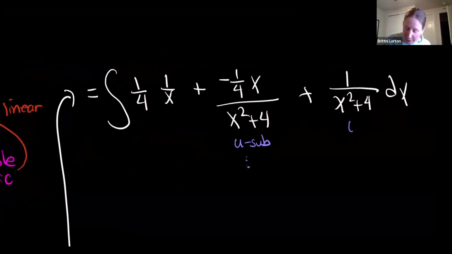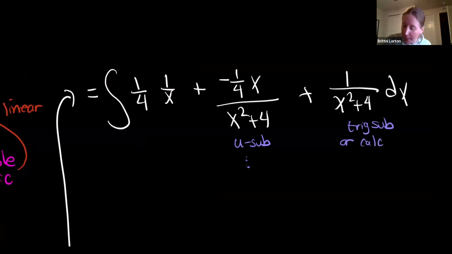All right, and then this one, I would do either a trig sub, like you just learned in the previous section, or maybe you just have that one memorized from Calc 1. Some of you guys might have memorized that formula from Calc 1. I don't know. Or trig sub. Trig sub is probably what I would choose. I don't happen to have it all memorized from Calc 1, but maybe you do.